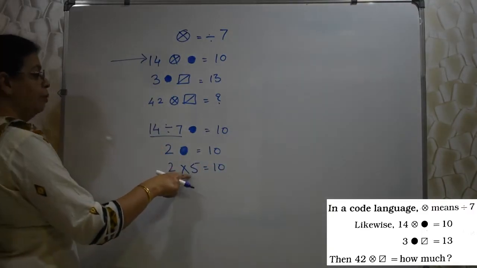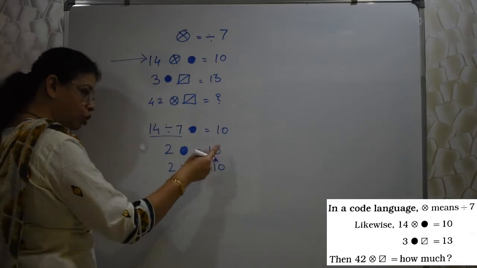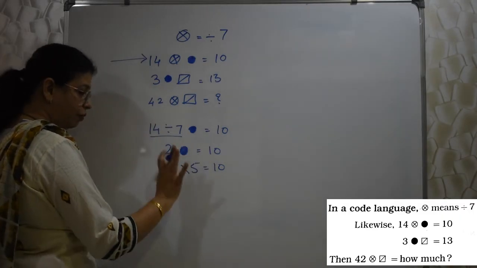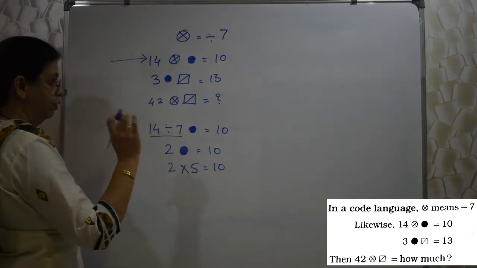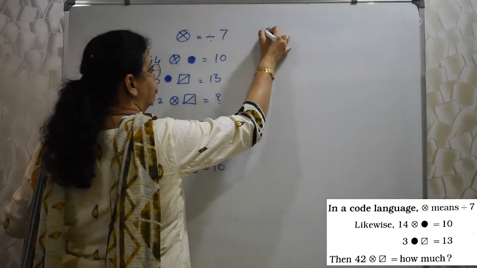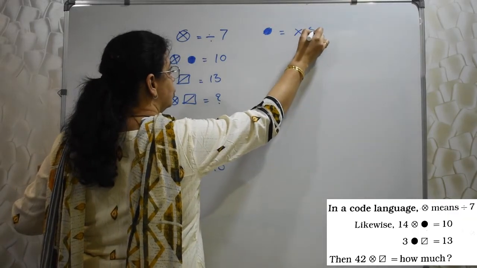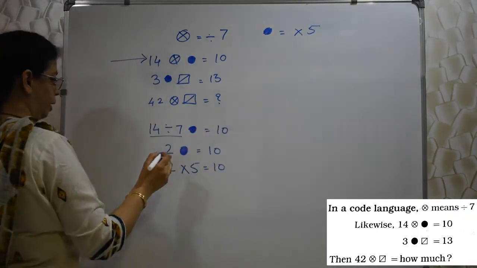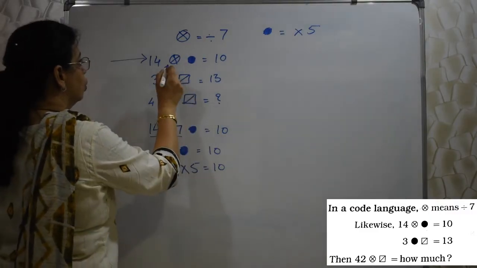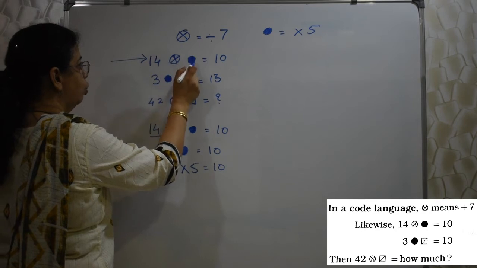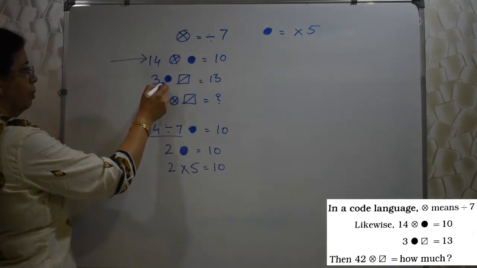Not necessarily I am right. It may be plus 8 also. This value may be plus 8 also. But first I will try with into 5. So this must be into 5. This is my assumption. Students, I am also assuming. Okay. So 14 divided by 7, that is 2, into 5, 10. Okay. So this means into 5.